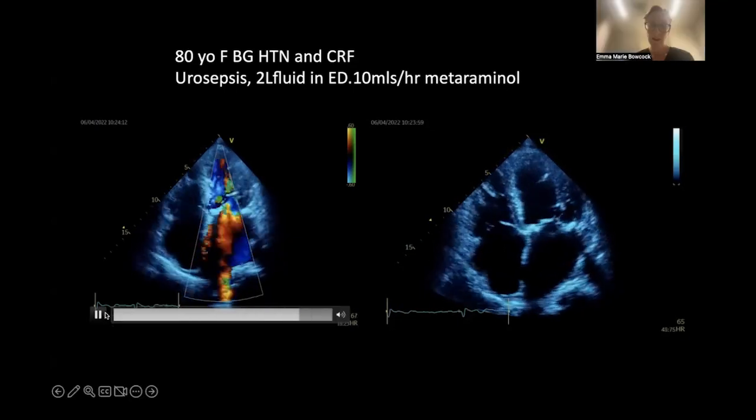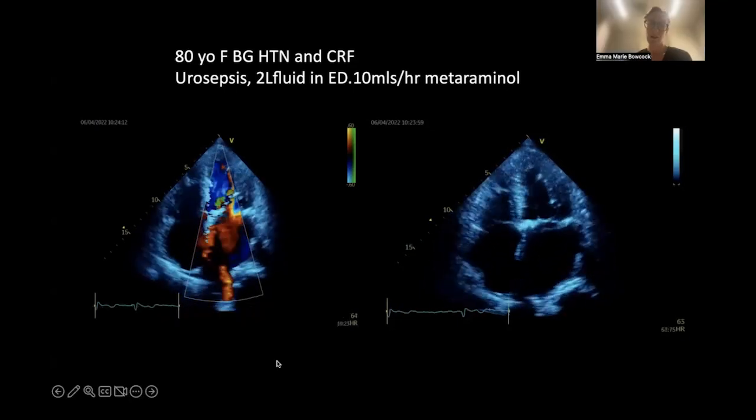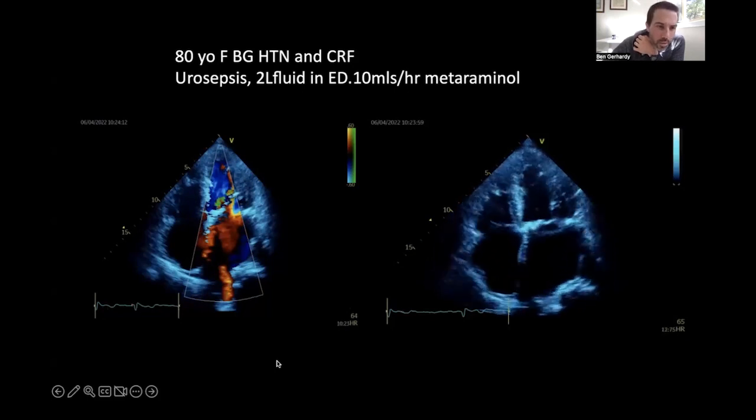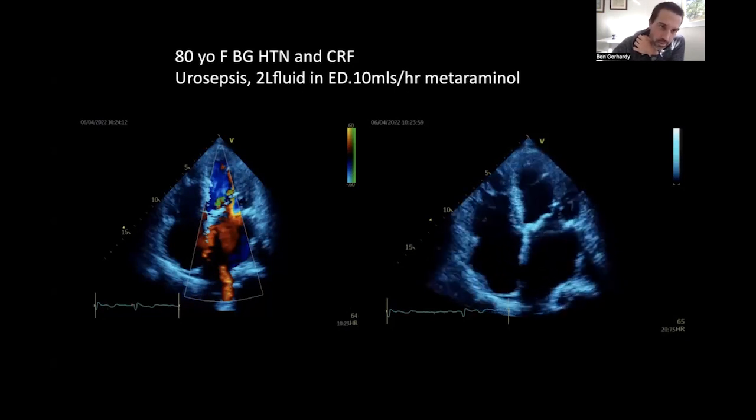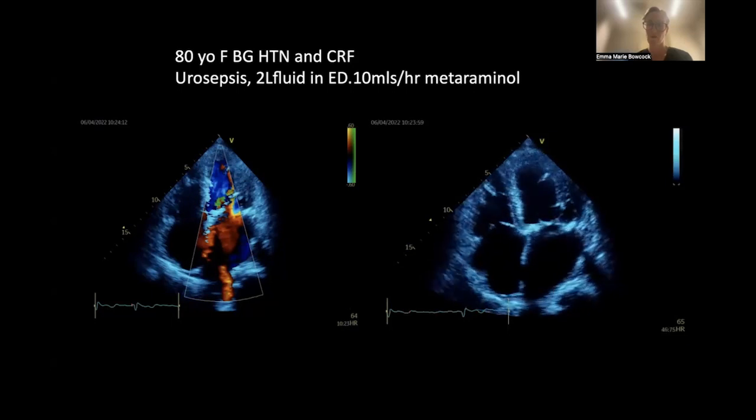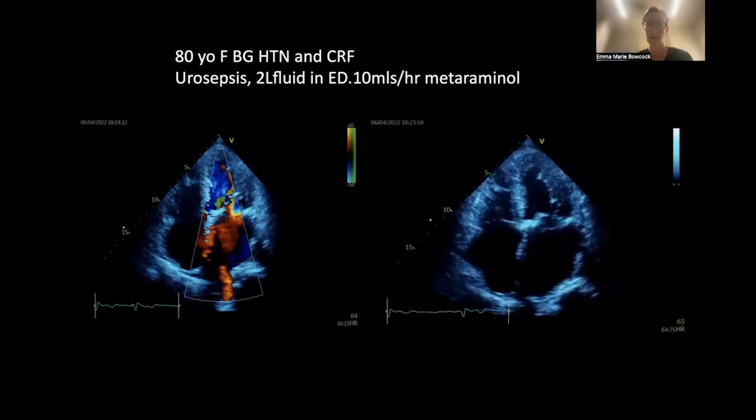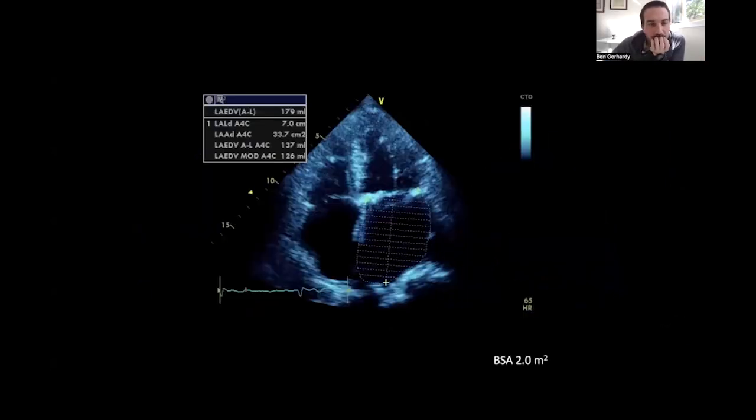Do you think it's in diastole or systole? That's the frame there. So that is in diastole. Yeah. The mitral valve's open, so that would be some AR. Yeah, exactly. Yeah, it's AR. Nice. Good. All right.